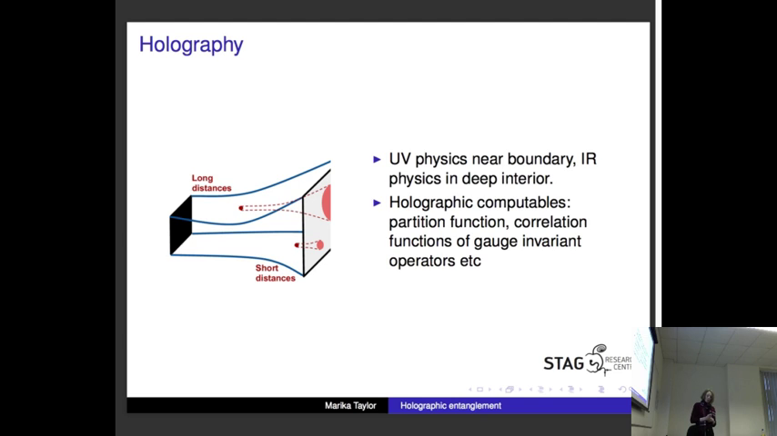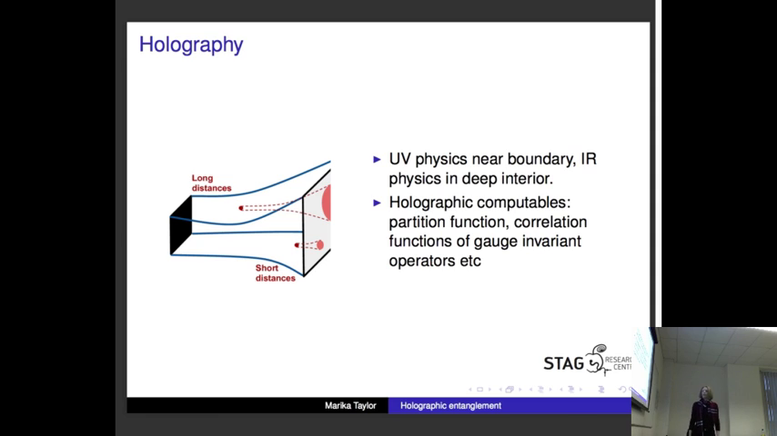Now, the second feature is the following. The picture I'm showing on the left-hand side is a cartoon of holography. The shaded region here is meant to be the quantum field theory. And then the quantum field theory is captured by geometry, gravity in one extra dimension. So we've got some sort of complicated space and gravity in that space.